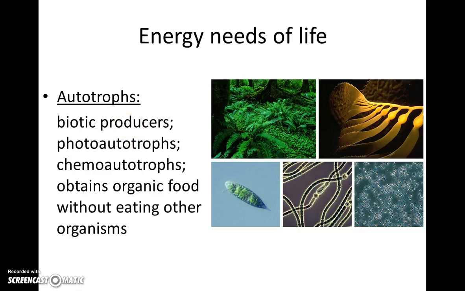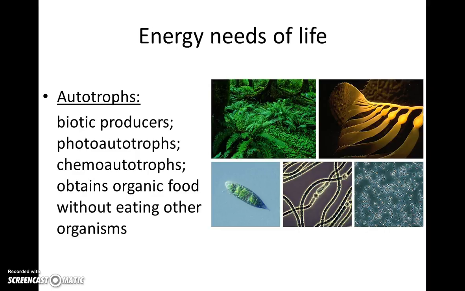There are 2 main ways: photoautotrophs versus chemoautotrophs. Photoautotrophs use solar energy, which is what we're most familiar with. Chemoautotrophs can actually use chemical energy to make their own food. They just convert one chemical energy into the chemical energy that they need in their body.